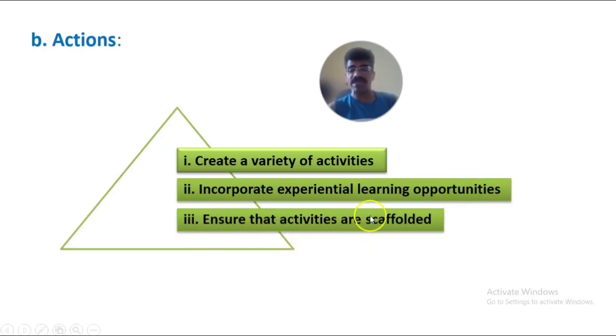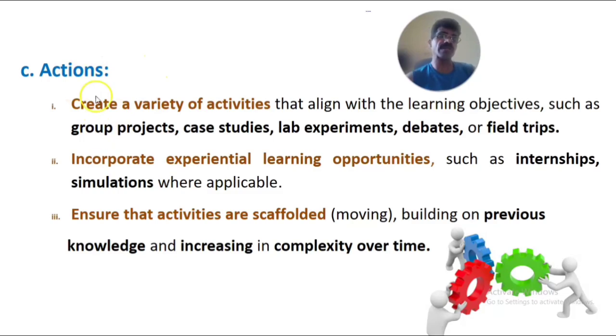Ensure that the activities are scaffolded, that is, moving from simple to complex, from one year to the next year, one semester to the next semester. So the first action, or sub-step, is to create a variety of activities that are aligned and balanced with the set learning objectives, such as group projects, case studies, care plans, lab experiments, simulation activities, simulation techniques, use of skill lab, debates between the students, and even experiential learning through field trips.